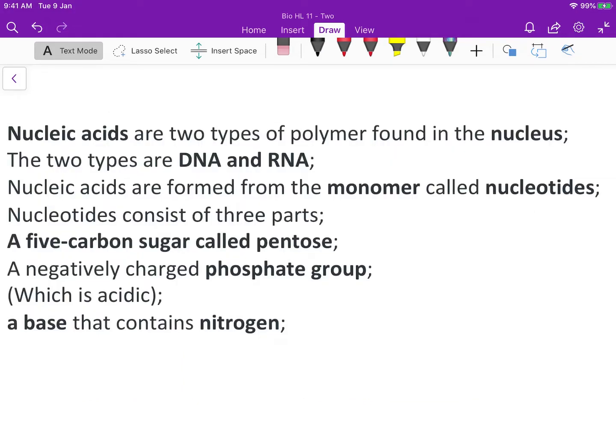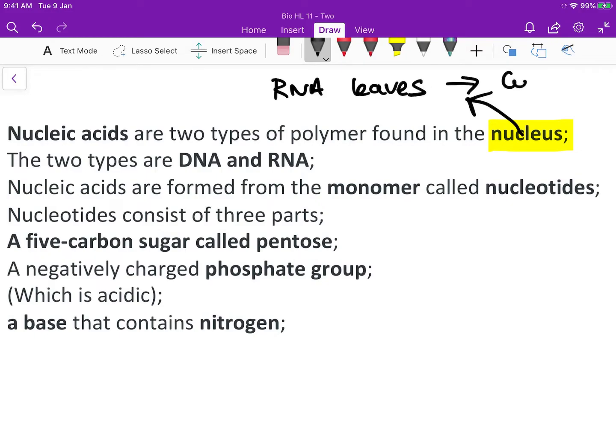So here's our quick summary. Nucleic acids are the two types of polymer. They are found in the nucleus. Well, DNA is always found in the nucleus. RNA leaves the nucleus and it goes to the cytoplasm. But they are certainly produced in the nucleus, so they're largely found in the nucleus. So the two types are DNA and RNA, and they are nucleic acids.